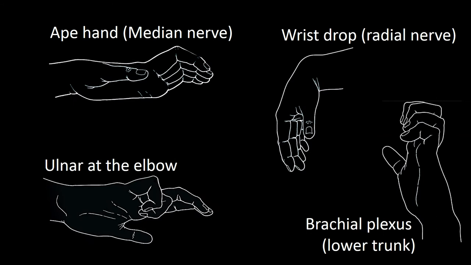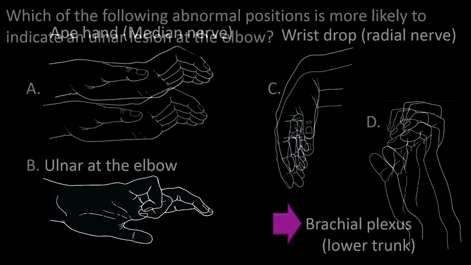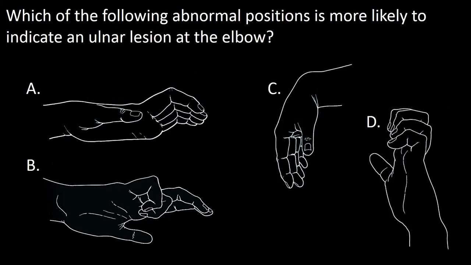Four characteristic hand postures are shown in this frame. The ape hand, due to loss of thenar muscle mass due to median nerve injury. The ulnar claw hand. Wrist drop due to radial nerve injury. And a complete claw hand due to brachial plexus lower trunk lesion. So the answer to this question is B.